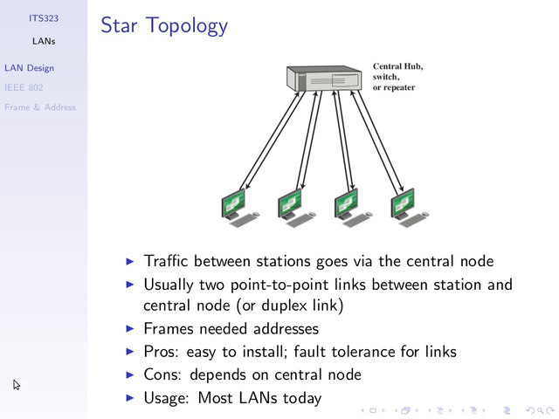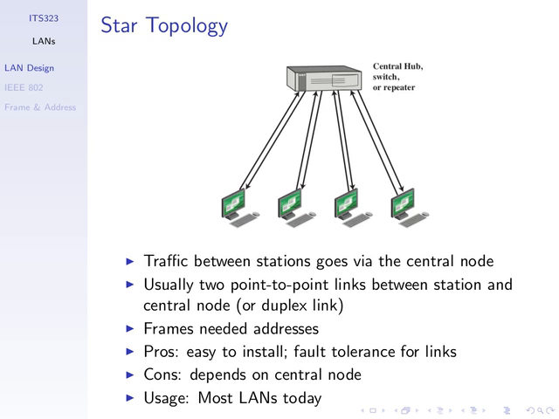Last example, star topology. Connect each of the stations to a special device called a hub, a switch, or a repeater. Again, we use point-to-point links. This is a point-to-point link to the central device, as is this. Normally we have either a duplex link or 2 unidirectional simplex links, so we can send to the central device and receive at the same time. So full duplex link, for example.